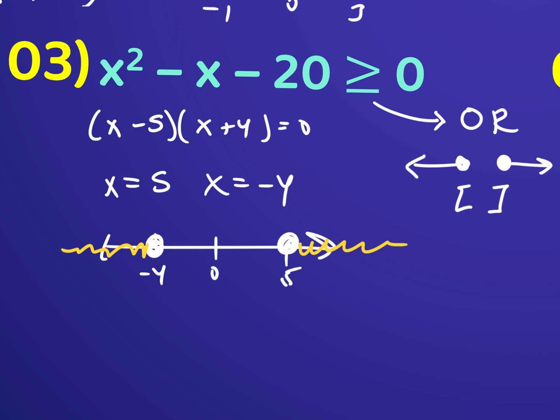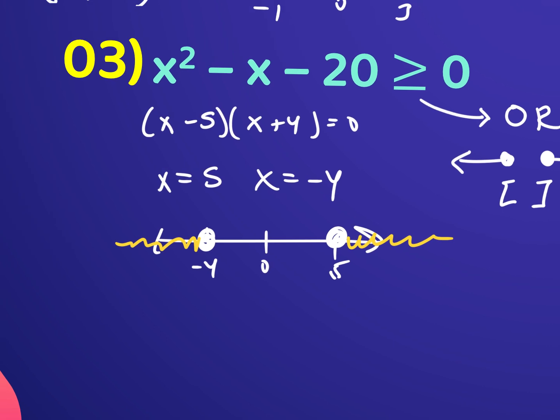Yeah. The way that I shaded, I don't have 0 included in my solution set. So I plugged in 0 and it did not make the inequality true. That means we did shade correctly. So from left to right, guys, this is negative infinity over here. This is positive infinity over here. What is my interval notation?